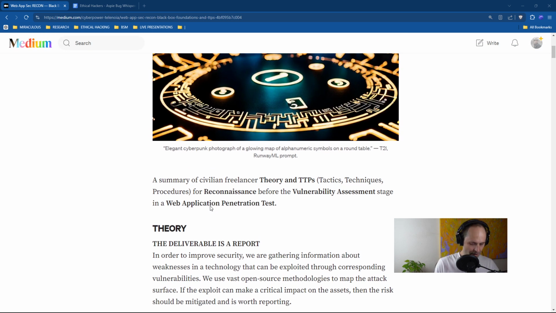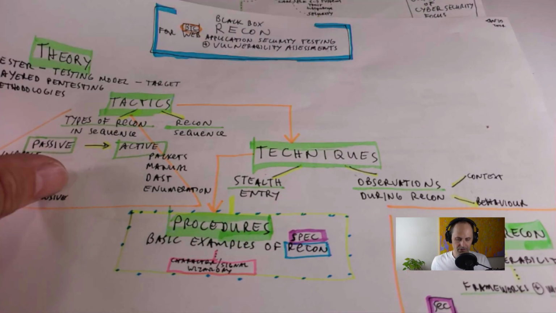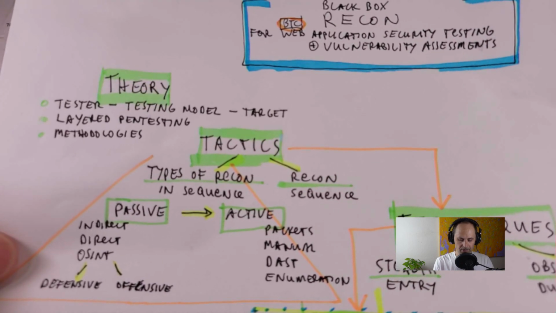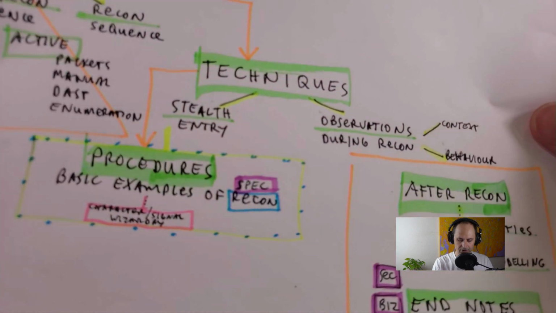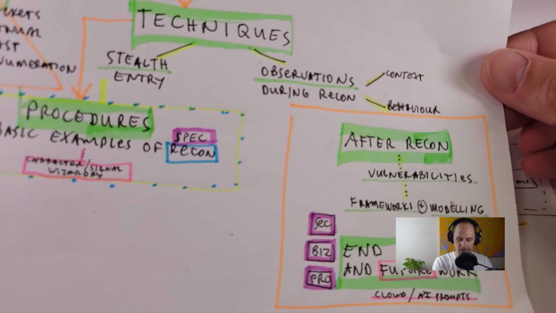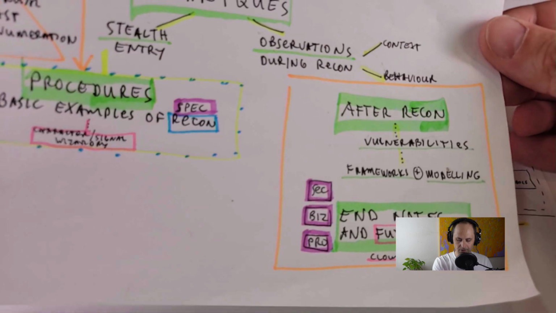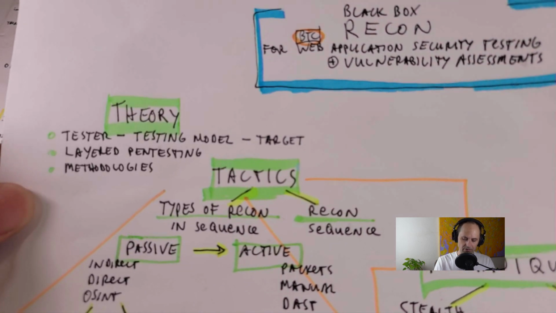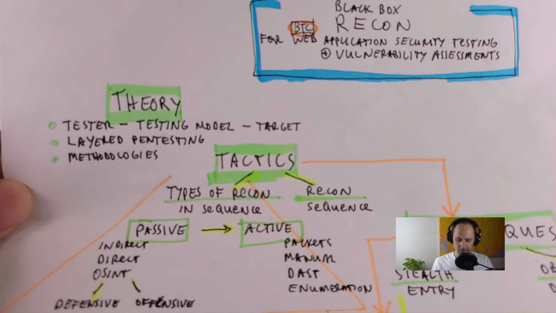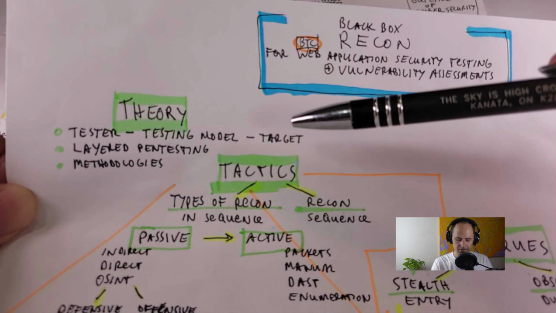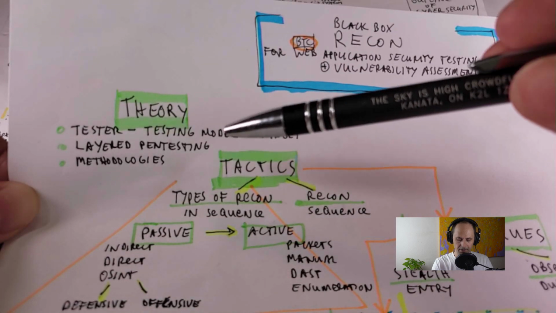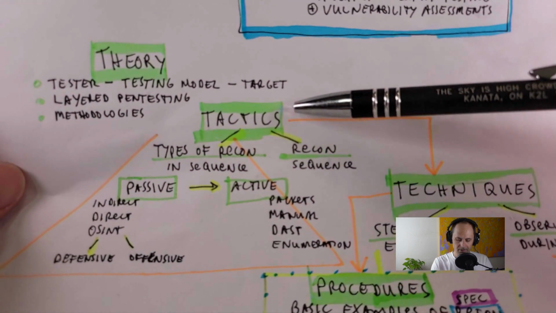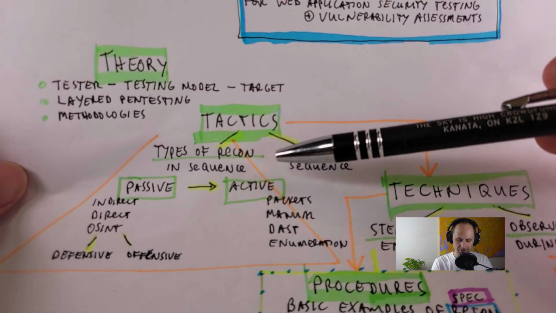I'm going to start with the map. And as you can see here, the headings within the article are in the green. They're theory, tactics, techniques, procedures, and after that we'll have some after Recon and endnotes with future work. So we'll start with the basic theory of Recon. As you can see here, there's going to be something about the tester, the testing model, and the target, layered pen testing, methodologies. So I'm excited about this. We're going to get into tactics, the types of Recon and sequence.